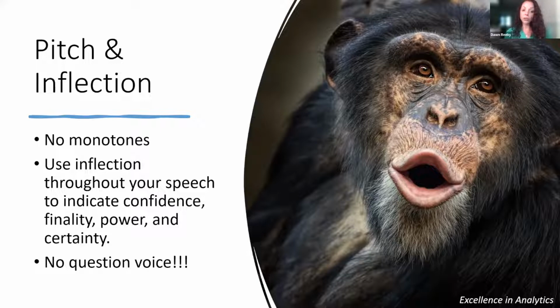Use inflection throughout your speech to indicate confidence, finality, power and certainty. So you see how I kind of paused, right? And I have really an attention to certain words. So that's what you want to do: define the key points that you're trying to drive home and really inflect on them. I don't think that's a word, but we're going to go with it, right?